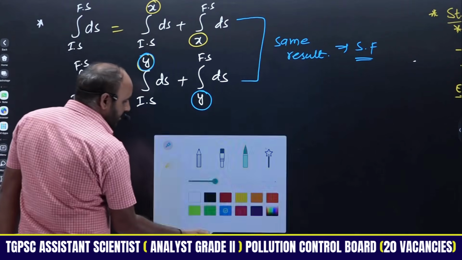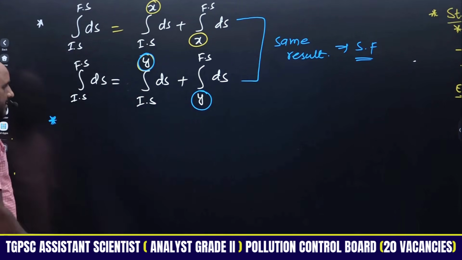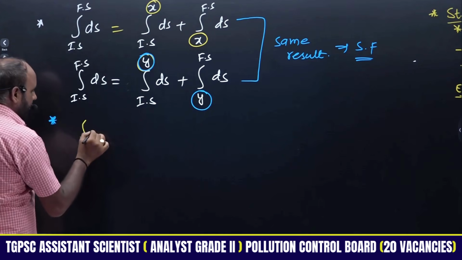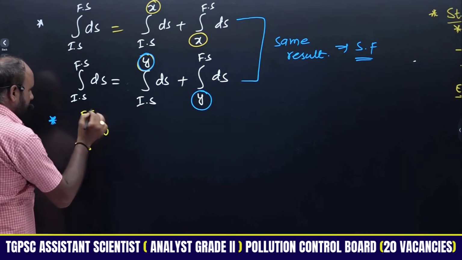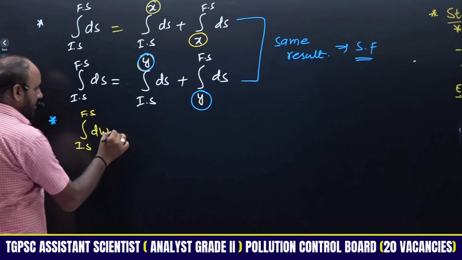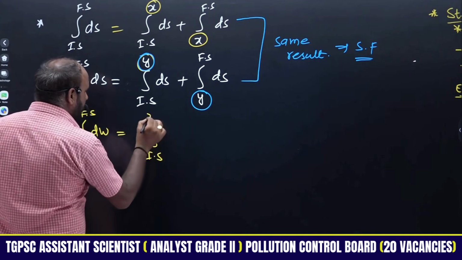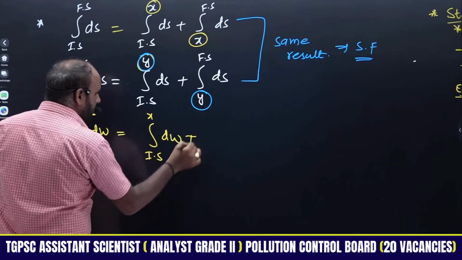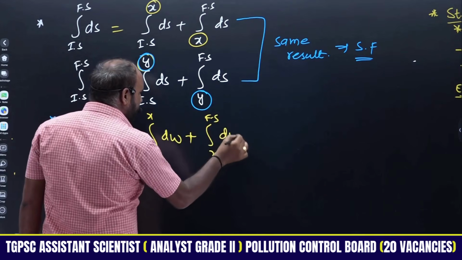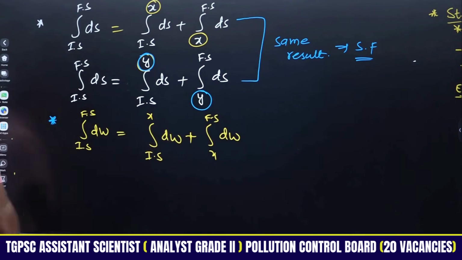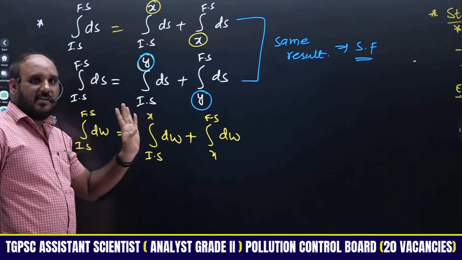Now consider a path property. We know that q and w are path properties. So the integral of dw from the initial state to the final state: here we may follow one pathway, from the initial state via pathway x, the integral of dw, plus the integral from x to the final state of dw. Here we will get some result, which means we have followed one pathway, that is x.